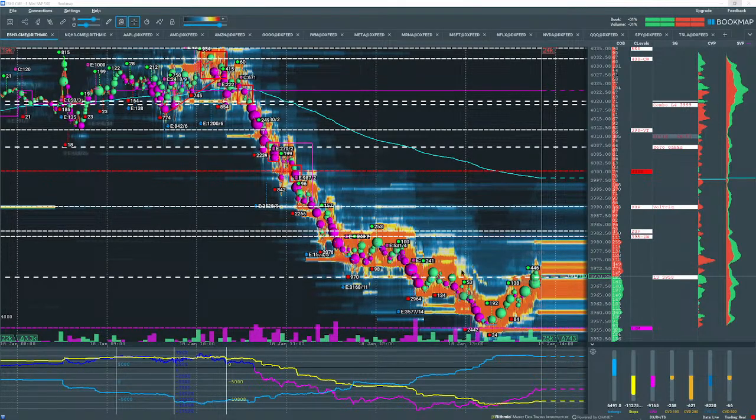So if you look at this just from a strictly quantitative, mechanical point of view, traders were taking negative delta positions as price approached a resistance level, and then that level did act as resistance, and price moved lower.